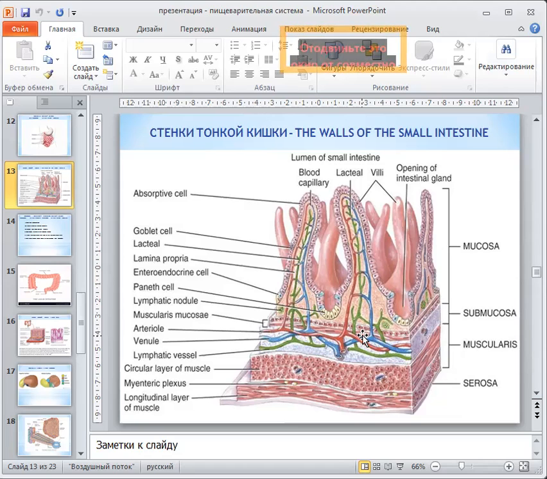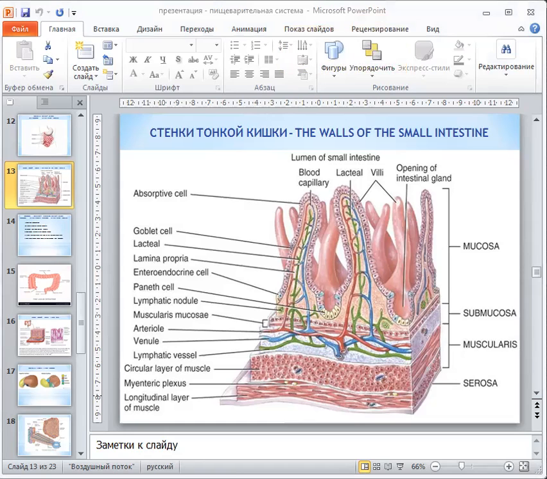Muscle shell consists of 2 layers. The outer layer is longitudinal. The inner layer is circular. The main function of small intestine, motor function, chemical treatment, secretion of nourishing substances. Small intestine has alkaline environment of pH.